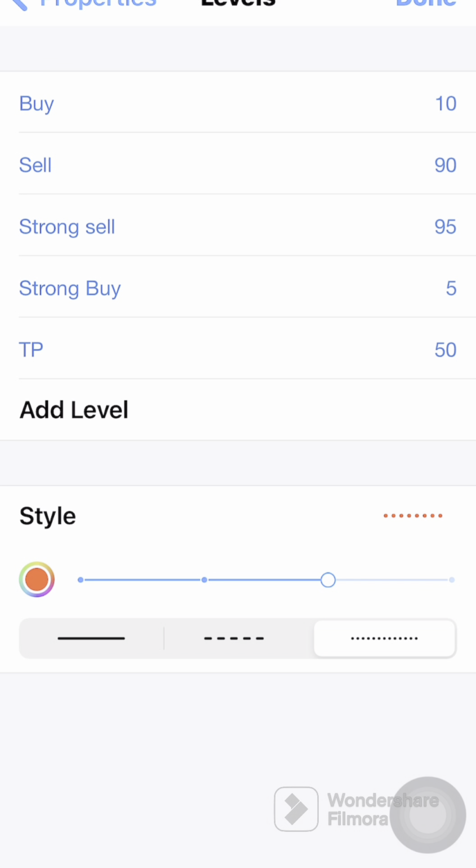Then we have the 0.5 level, the 95 level, the 90 level, and the 10 level. So we have buy and sell, and strong buy and strong sell positions. Style red: you can use any color you want, but you can leave it as my own color, so that when you have mastered the strategy, you can change it to your own colors as well.